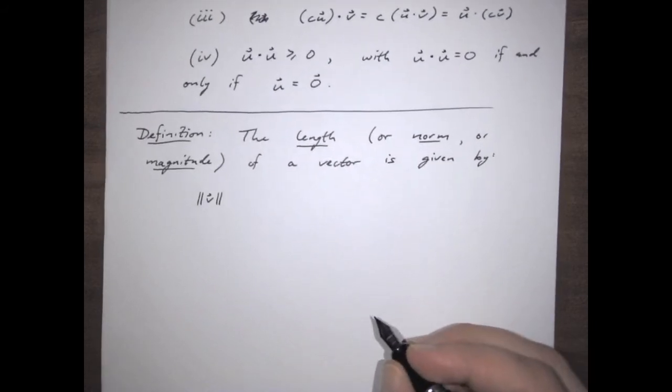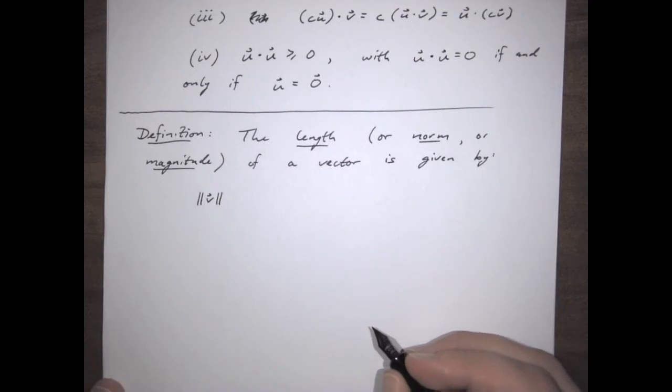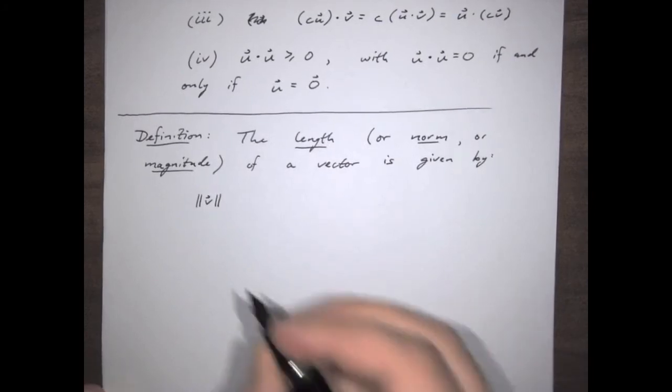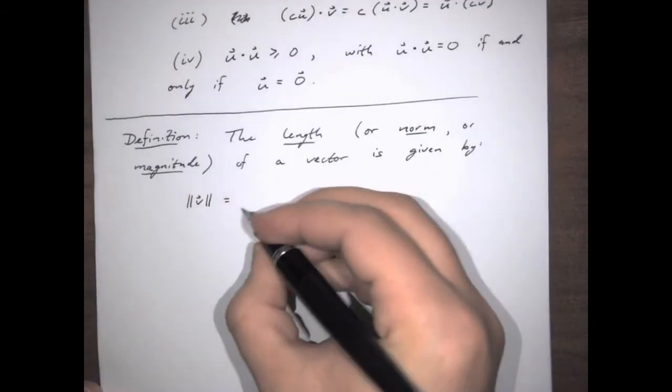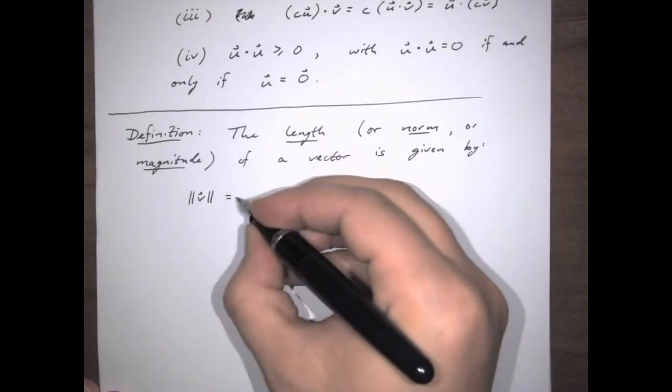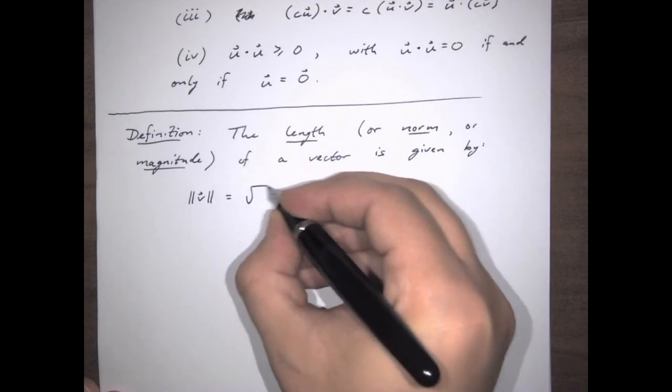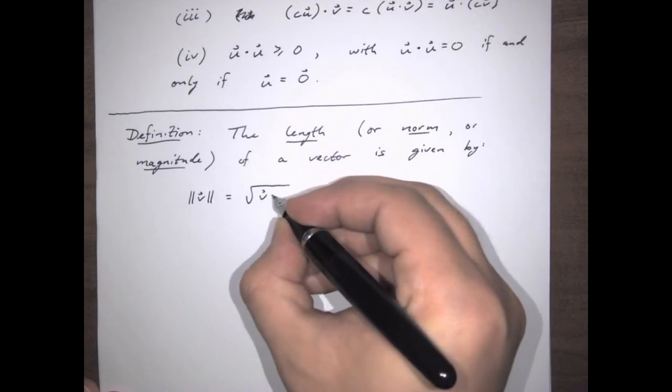You can also see it sometimes with just a single absolute value bar. There's no standard notation on that. It can go either way. This is what your book uses, so that's what we'll use as well. So this is equal to the square root of v dot v.